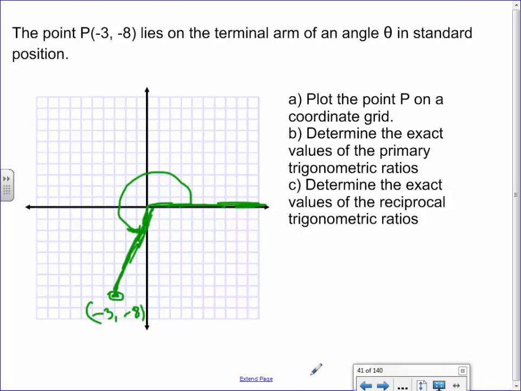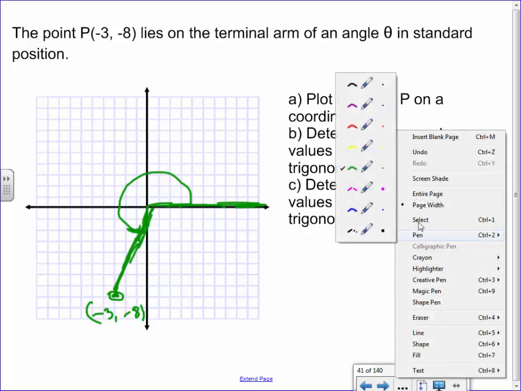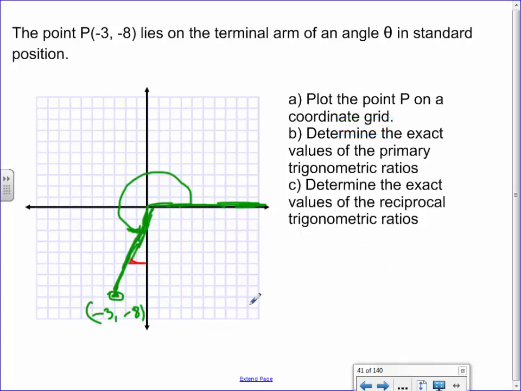Where's the reference angle, though? Is this the reference angle? No, the reference angle has been defined as always going to the x-axis. So if I were to make a triangle out of it, it would look something like this. Here is a triangle, and there's a little reference angle sitting inside there. That makes sense?